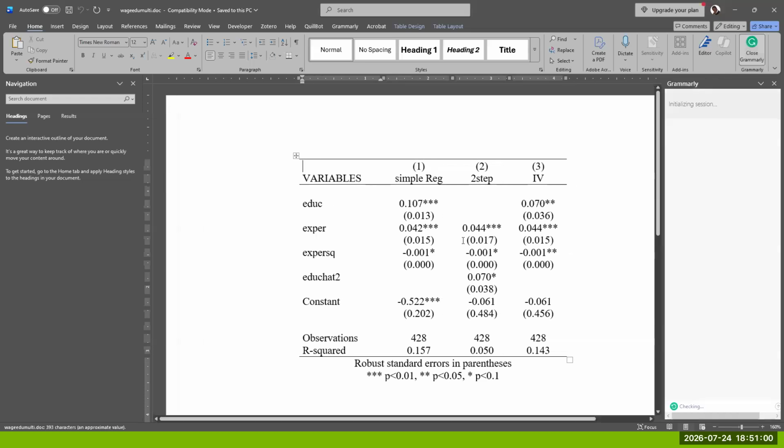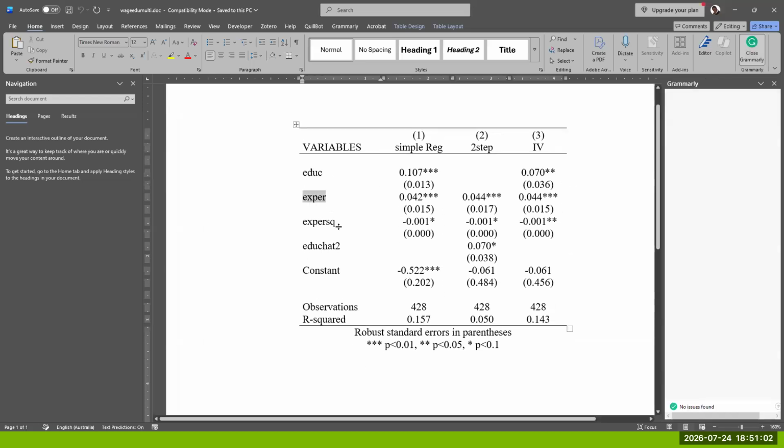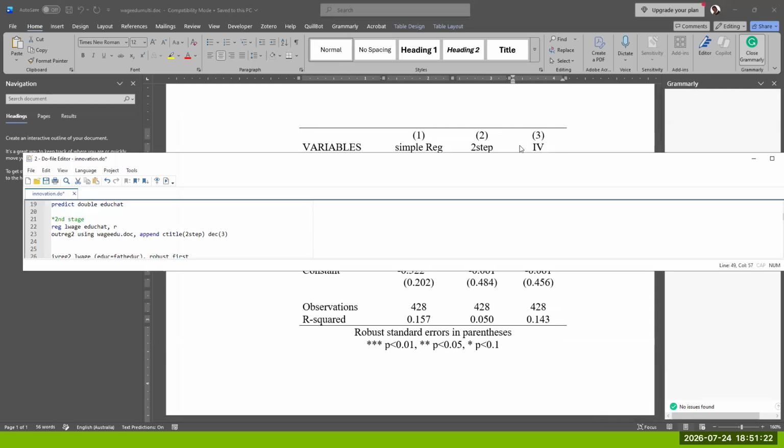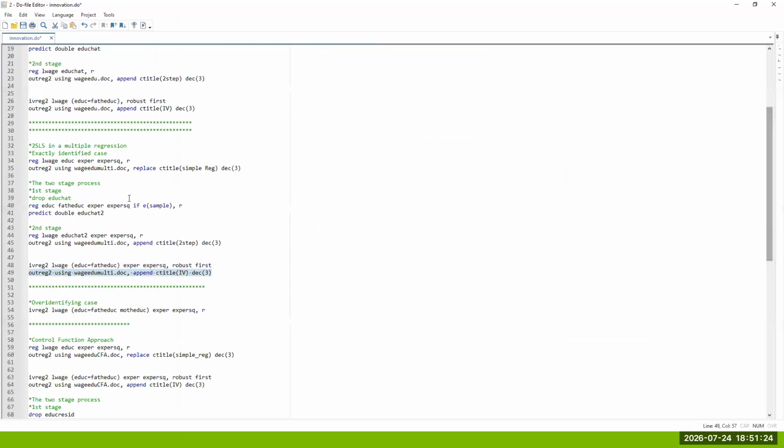So in the multiple regression stage where we introduce experience and experience square, we now predict education hat 2. The two-step procedure is here. So we now have education hat 2, and education hat 2 compared with just education here. The way I estimate it may look quite clumsy to you. Let me show you what I have in my do file.